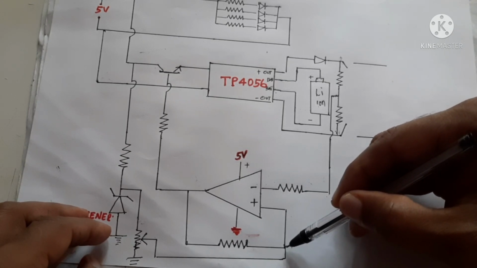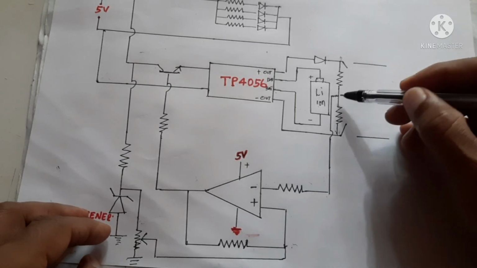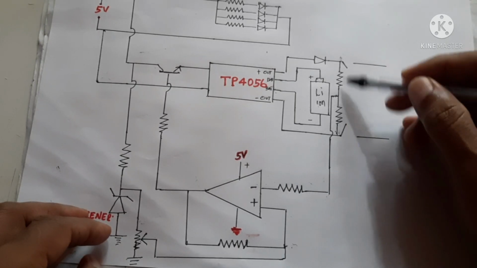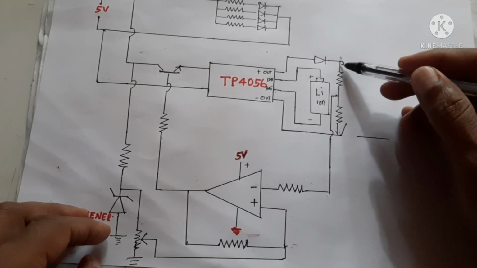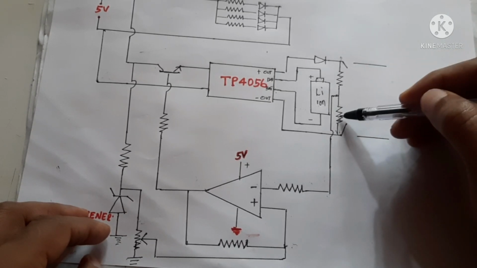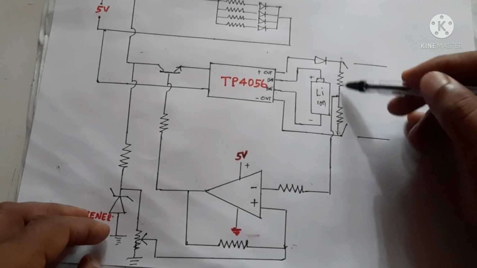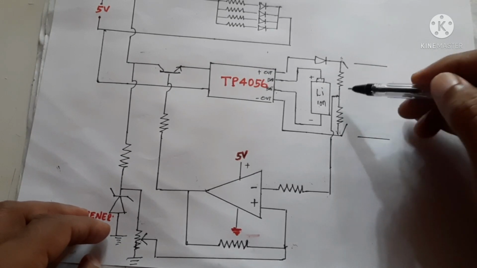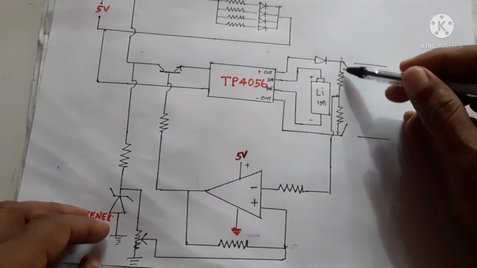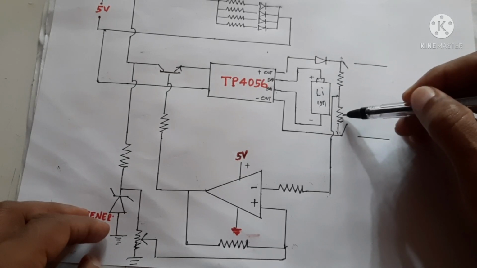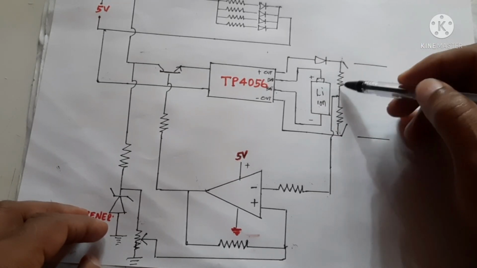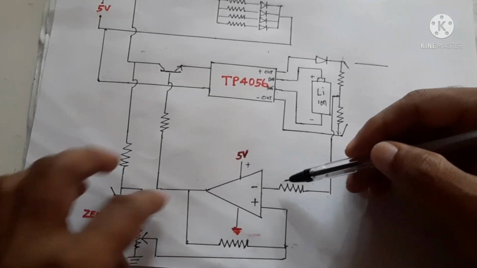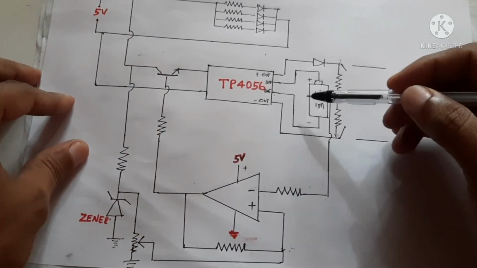When this point becomes 2 volts, this point has to be also at 2 volts. This point has to be at 2 volts means these two resistors are equal in value. So 2 volts means this has also a 2 volt drop, this has also a 2 volt drop, and this has also a 2 volt drop. When the battery voltage reaches 4 volts, then only the transistor will be switched off.